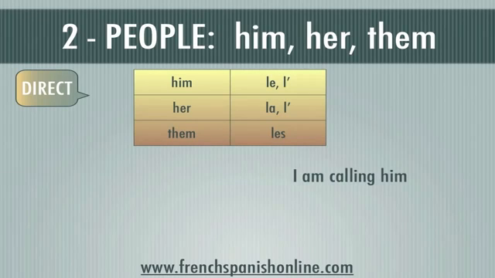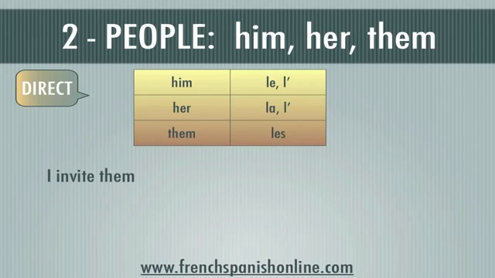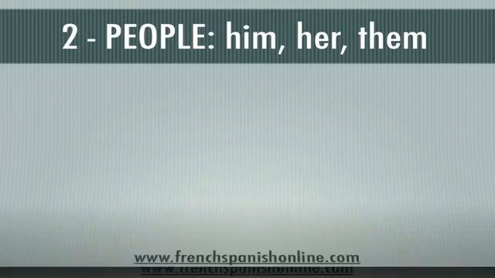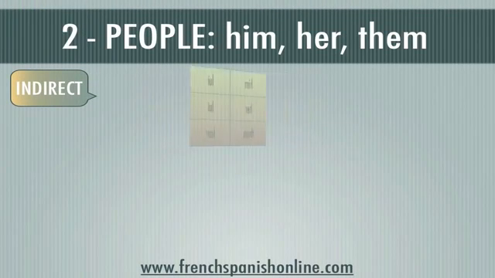I'm calling him. Him, direct object. Je l'appelle, L apostrophe, because of the voyelle, of course. And the third example, I invite them. Them is les. Je les invite. And that's all. Let's see now indirect.